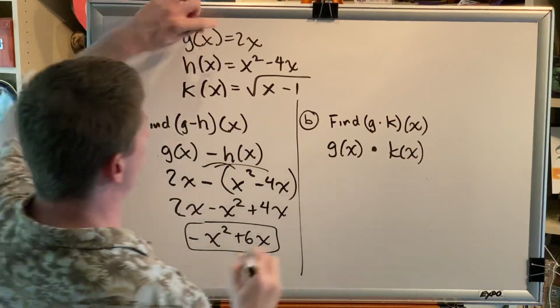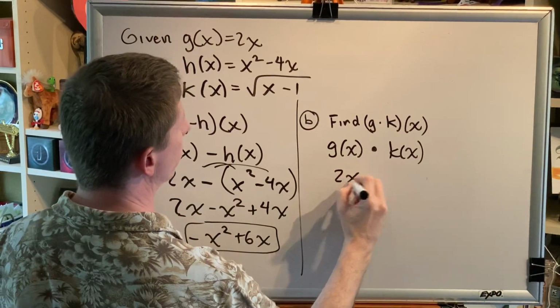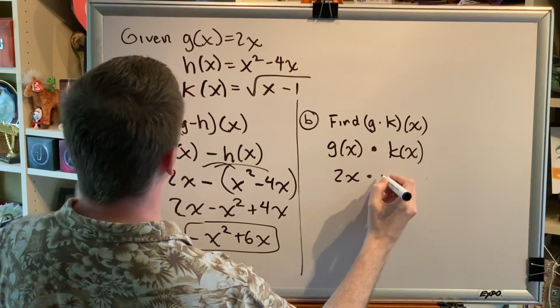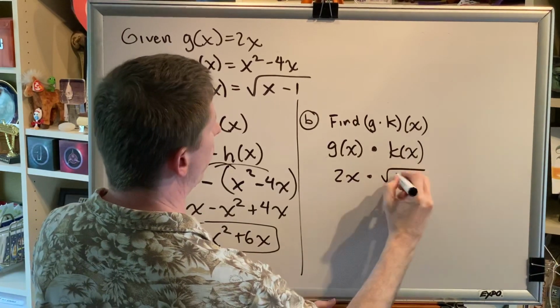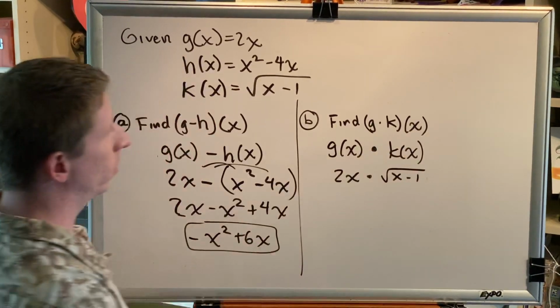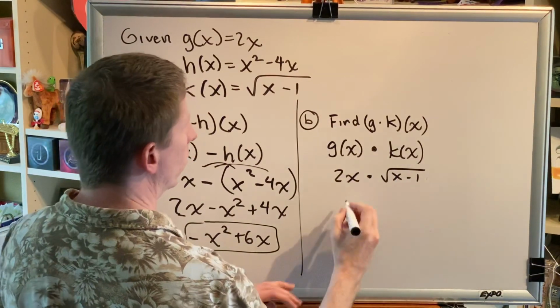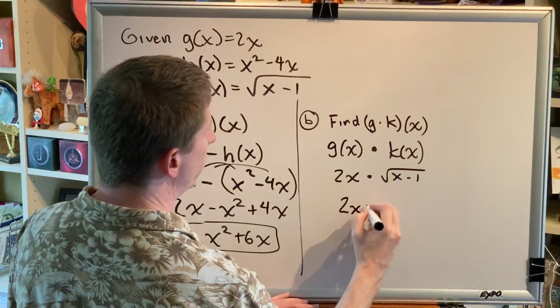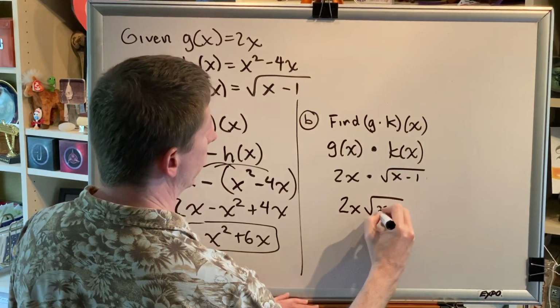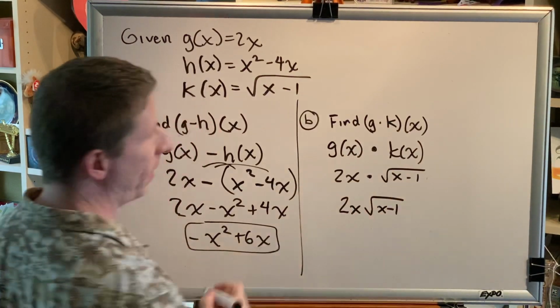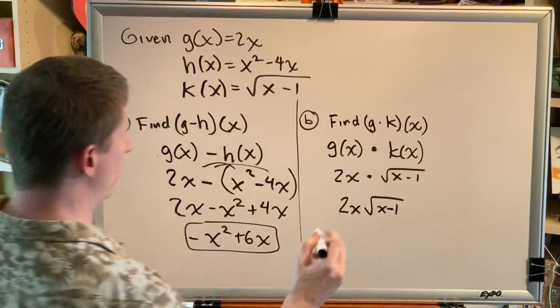So, making a replacement, g of x is equal to 2x, k of x is equal to the square root of the difference x minus 1. Whenever we multiply radicals, we simply put things side by side, usually with the radical at the end. This is our final answer.